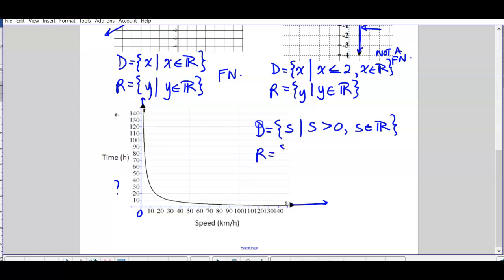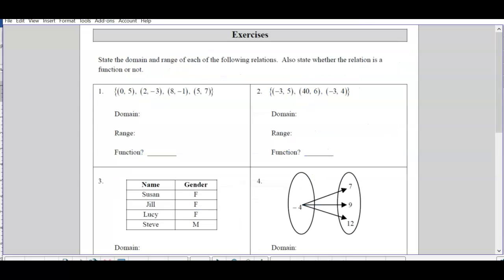Okay, and then the range is for time. Same thing. If we take a look at time, the arrow's going up, so it can take you forever, but it's not going to be zero time. If it was zero time, that means you wouldn't have to be going at any speed. It would be like you can time travel. So it's going to be t greater than zero, t an element of the set of reals. Okay, and in this case, it is a function, because there's no vertical line that can be drawn and touch more than once.